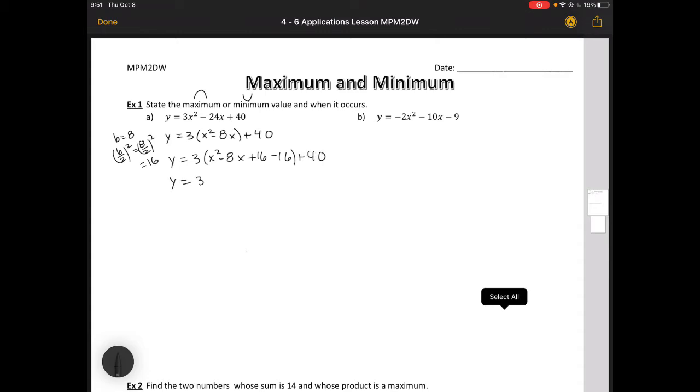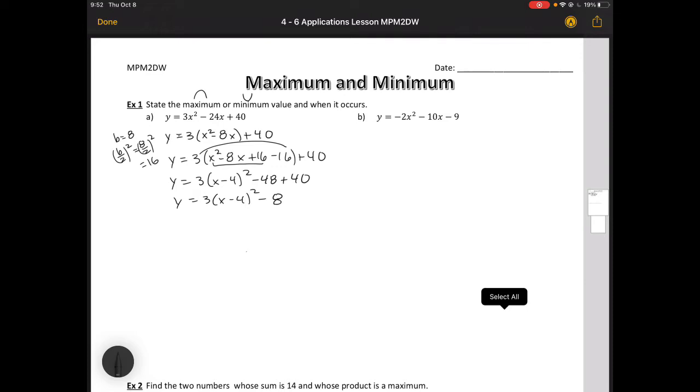So I'm going to take my first 3 terms and factor my perfect square. I'm going to remember to multiply what I factored out by my last term. And then combine my constants together to get my k value at the end of my parabola.